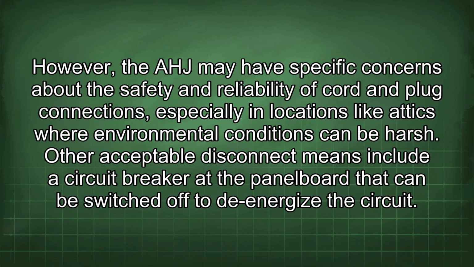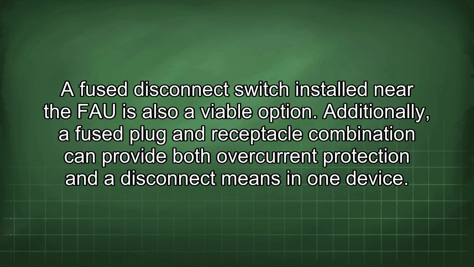However, the AHJ may have specific concerns about the safety and reliability of cord and plug connections, especially in locations like attics where environmental conditions can be harsh. Other acceptable disconnect means include a circuit breaker at the panel board that can be switched off to de-energize the circuit. A fuse disconnect switch installed near the FAU is also a viable option. Additionally, a fuse plug and receptacle combination can provide both overcurrent protection and a disconnect means in one device.